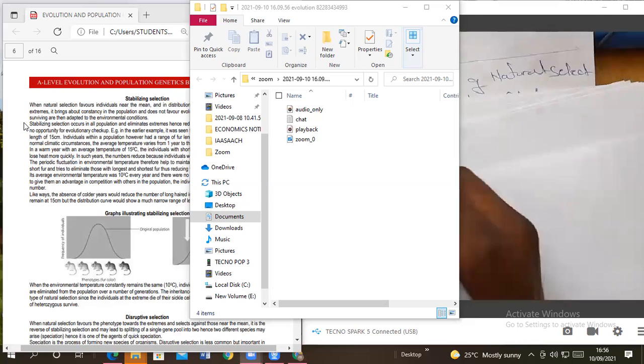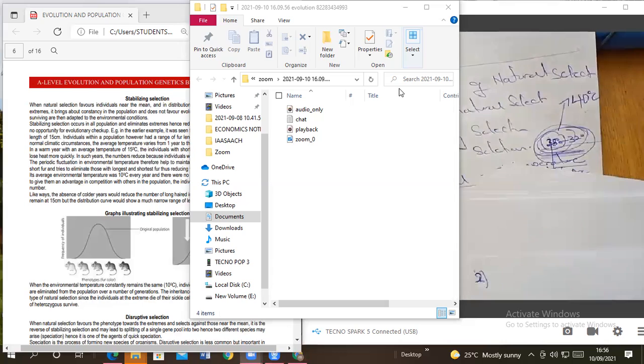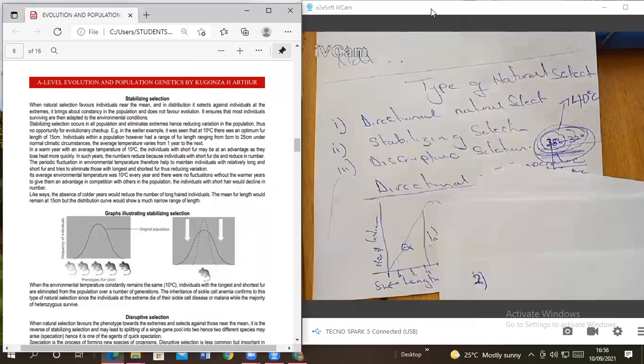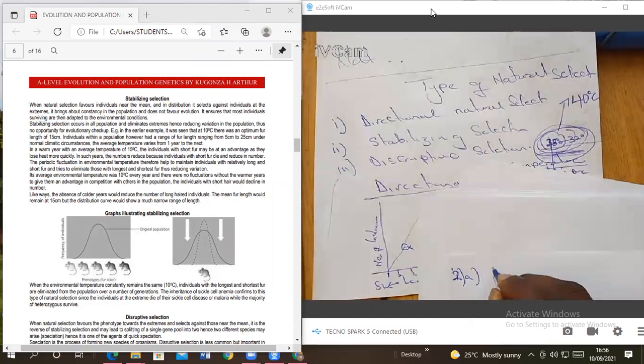Therefore, that question we add to the other question. This is question 2. A, define the following. Roman 1, natural selection. Roman 2, selection pressure.